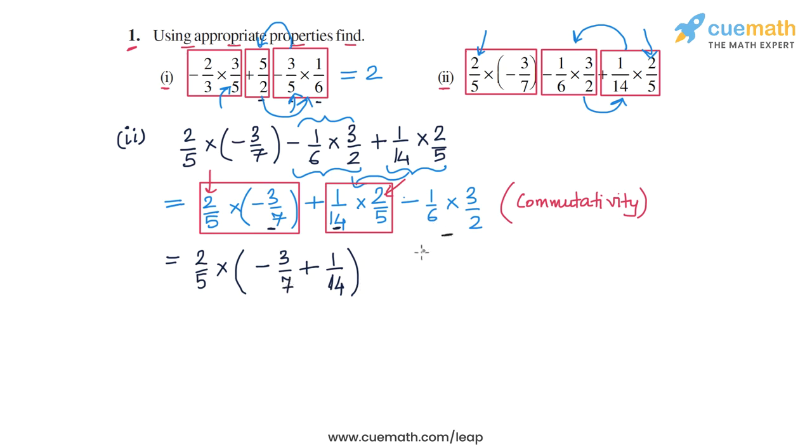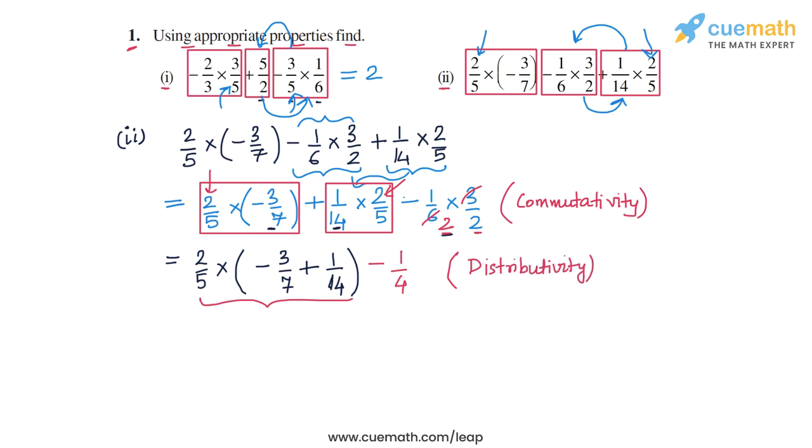And then the third part that we have, minus 1 by 6 into 3 by 2, we can actually simplify it here only. So 6 divided by 3 is 2, and 2 into 2 is 4. So the third term is minus 1 by 4. Alright, now let's just write the reason here for this simplification that we did. So we used the distributivity of multiplication over addition and subtraction.